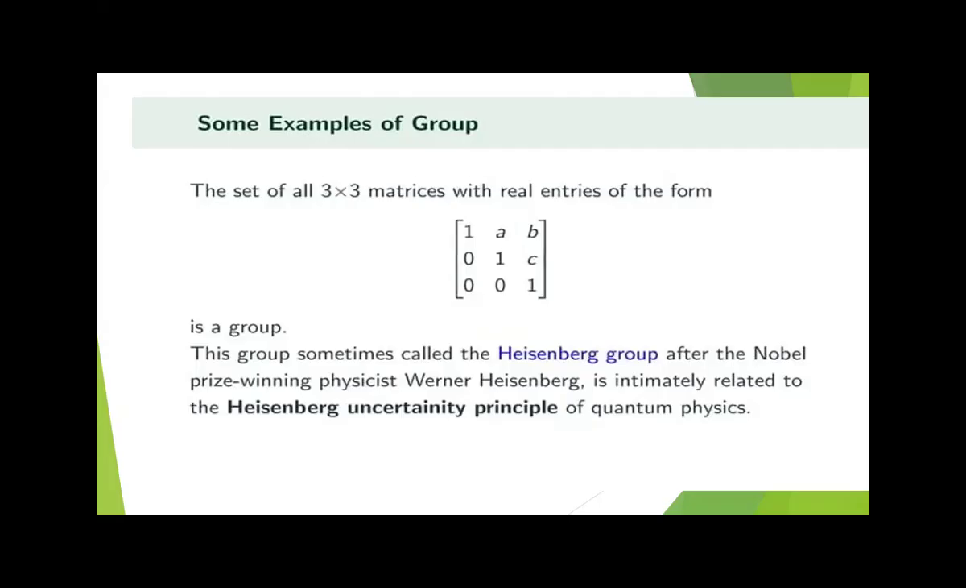Next, the set of matrices under matrix multiplication. Here, the set of all 3 by 3 matrices with real entries of a given form is a group. This group is sometimes called the Heisenberg group. Next example: the set of all non-singular square matrices of order n, n being a positive integer, under matrix multiplication. These are some of the examples of a group.